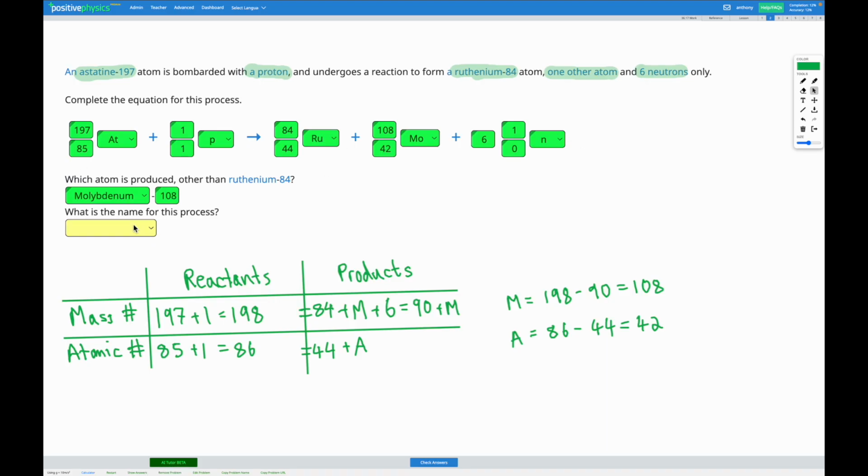Our last step is figuring out the name for this process. Is it fission or fusion? Well, in this reaction, we started with a really big nucleus, astatine 197, and then we ended up with 2 smaller nuclei, ruthenium 84 and molybdenum 108. So this reaction is going to be nuclear fission, which means splitting up, because our really big nucleus was split into two slightly smaller ones. And we also released some neutrons in the process.